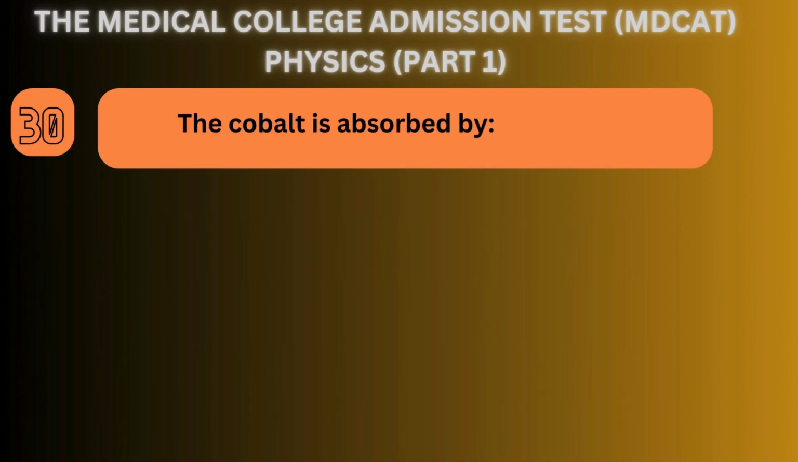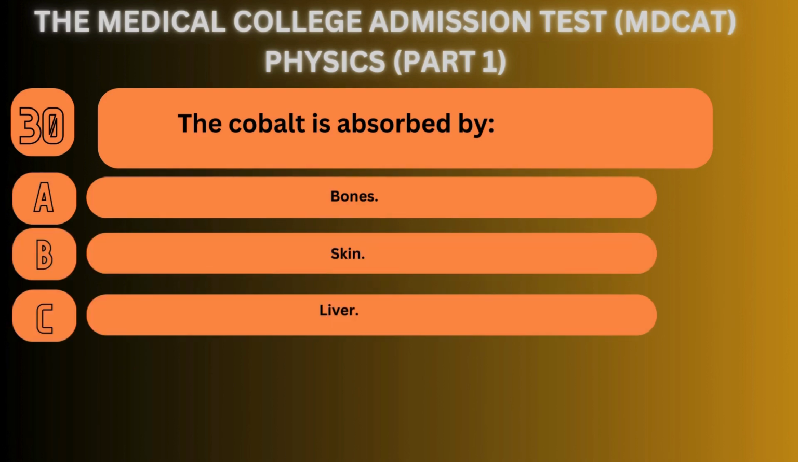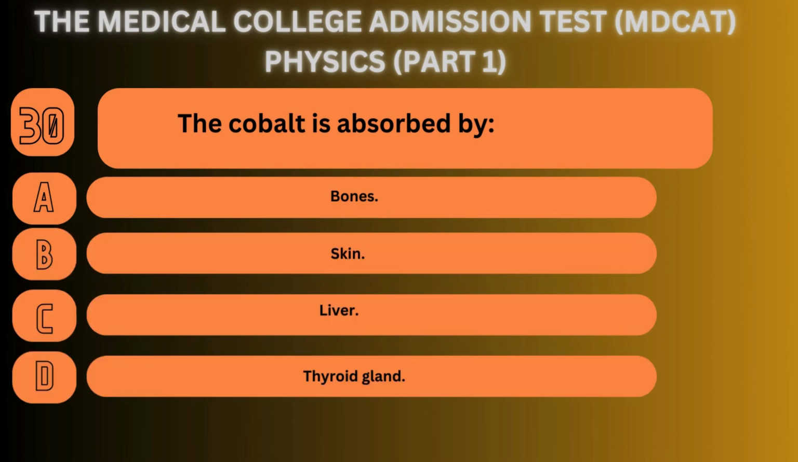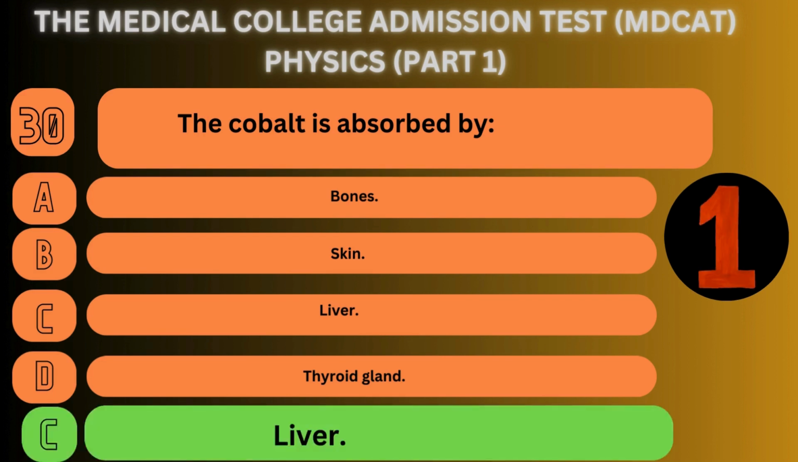Question number 30. The cobalt is absorbed by, option A, bones, option B, skin, option C, liver, option D, thyroid gland. 5, 4, 3, 2, 1. Correct answer is C, liver.